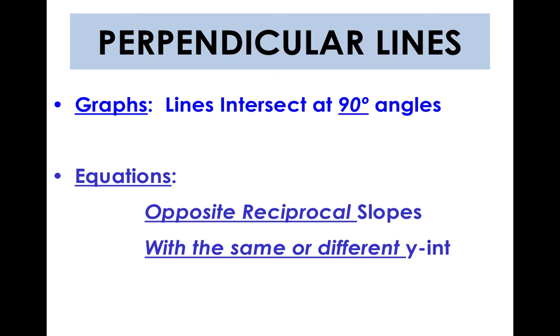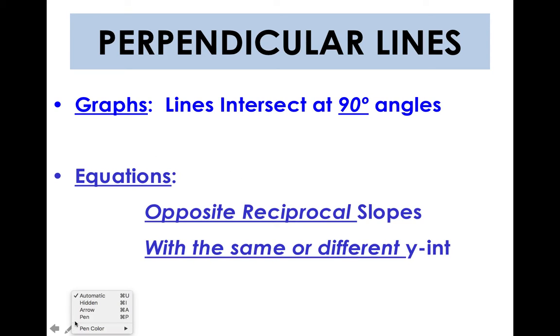So basically, the difference between perpendicular and parallel lines: with parallel lines, slopes are the same. With perpendicular lines, slopes are different, but they're different in a specific way. Not only are they different numbers, but they're different signs.